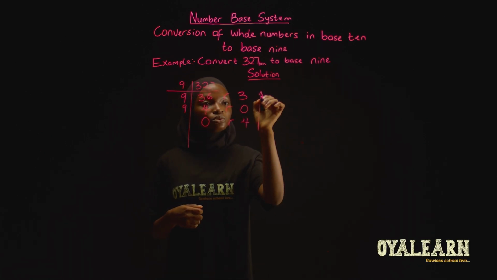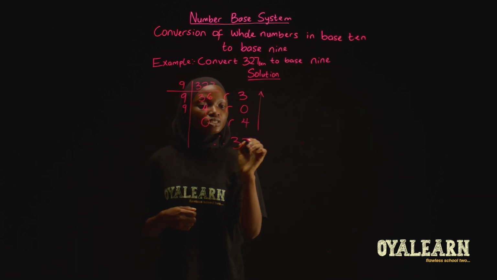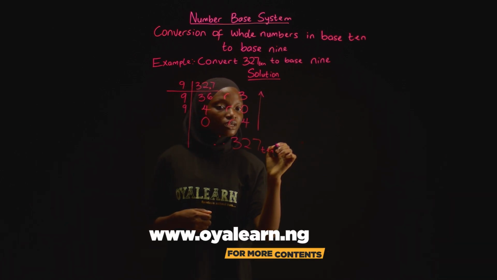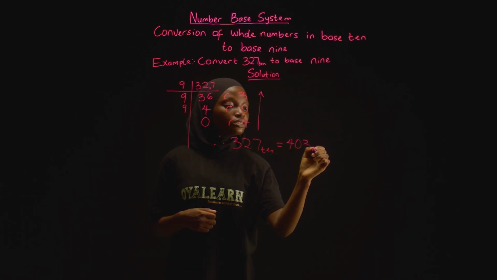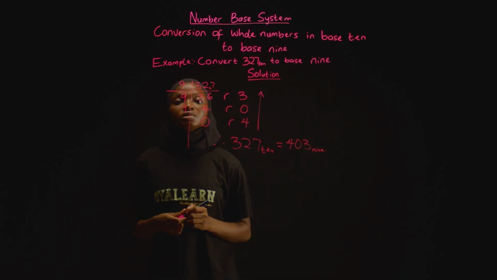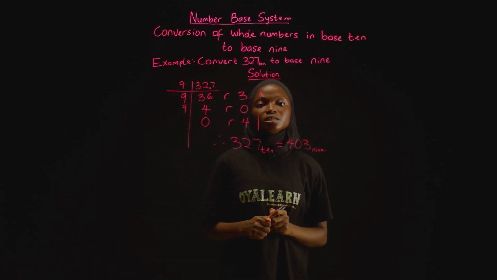Take the remainders upwards. So therefore, 327 base 10 equals 403 base 9. And that's how to convert whole numbers in base 10 to base 9.